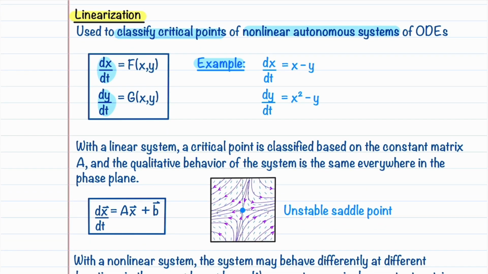Let's now shift back just for a second and talk about a linear system. With a linear system, a critical point is classified based on the constant matrix that we'll call matrix A. You can see this linear system right down here in this blue box, and there's our matrix A. The qualitative behavior of this system is the same everywhere in the phase plane. This picture right here is an example of a linear system with an unstable saddle point. You can see that everywhere in the system, the behavior is the same. It follows this one saddle point.